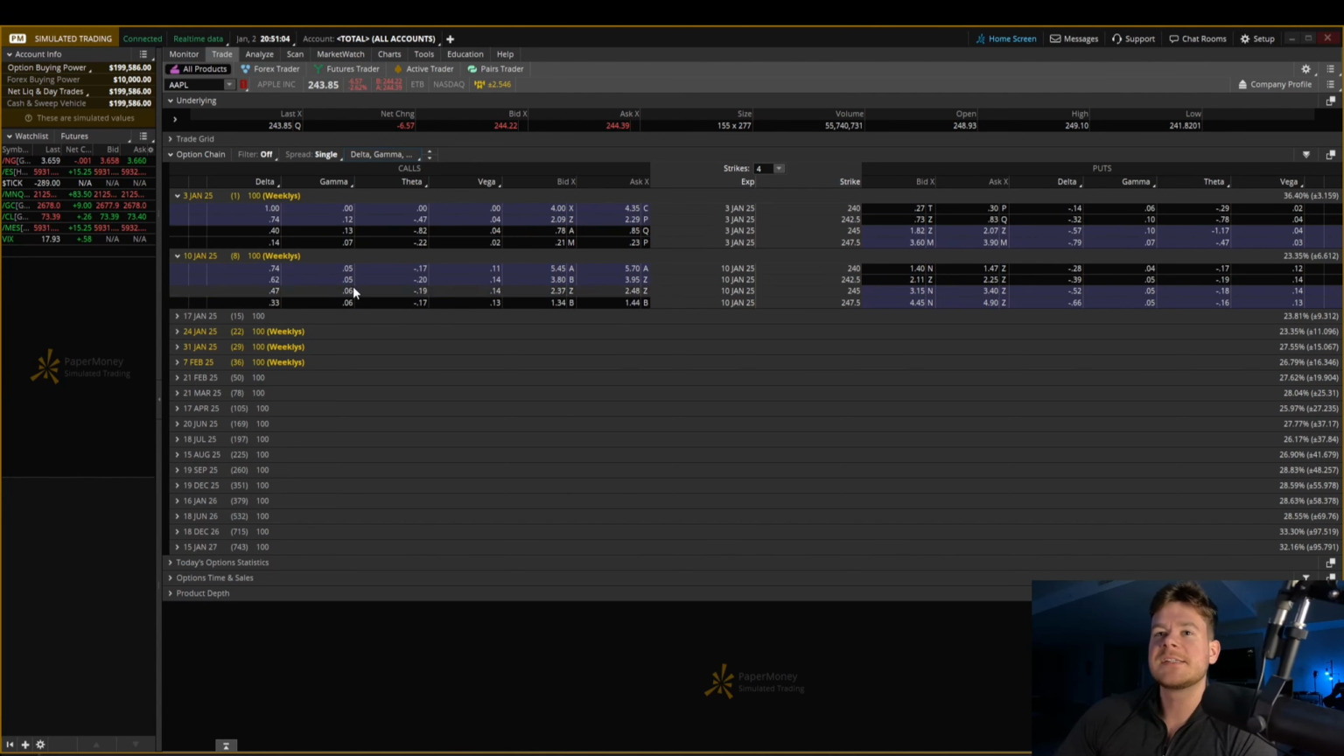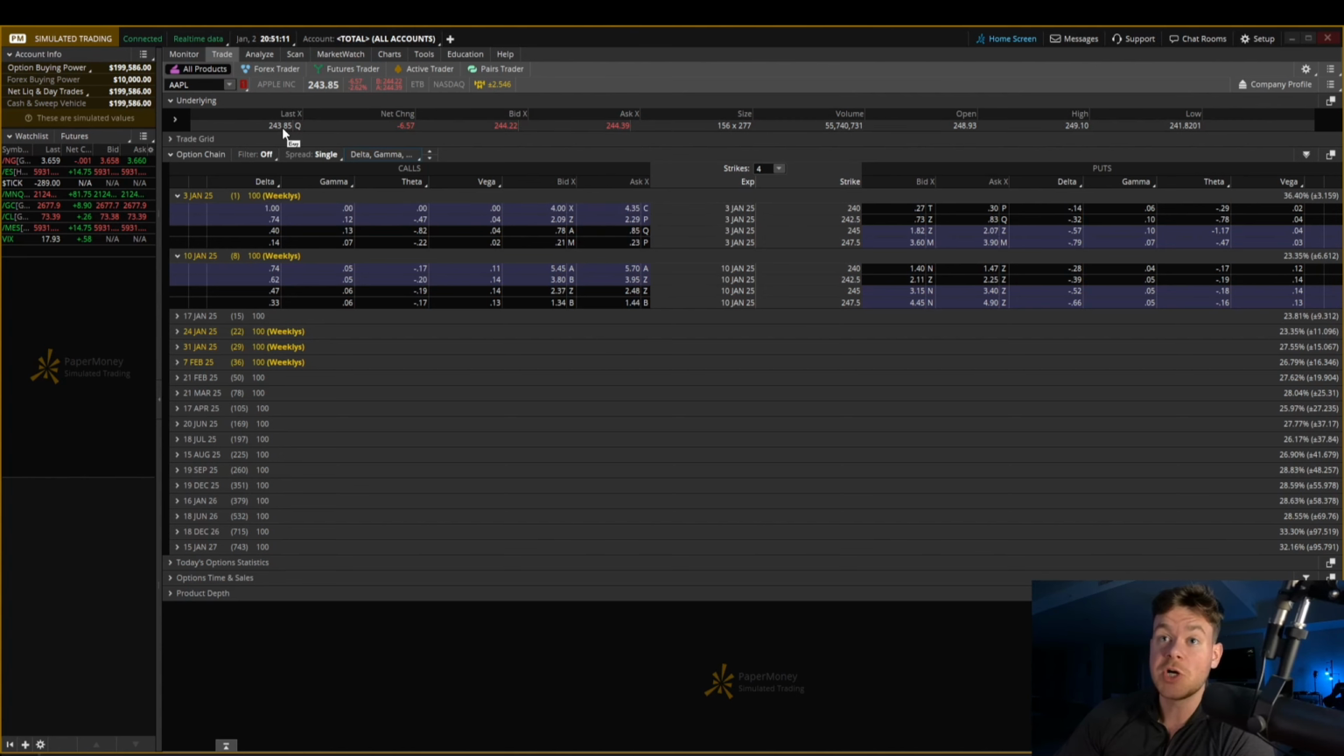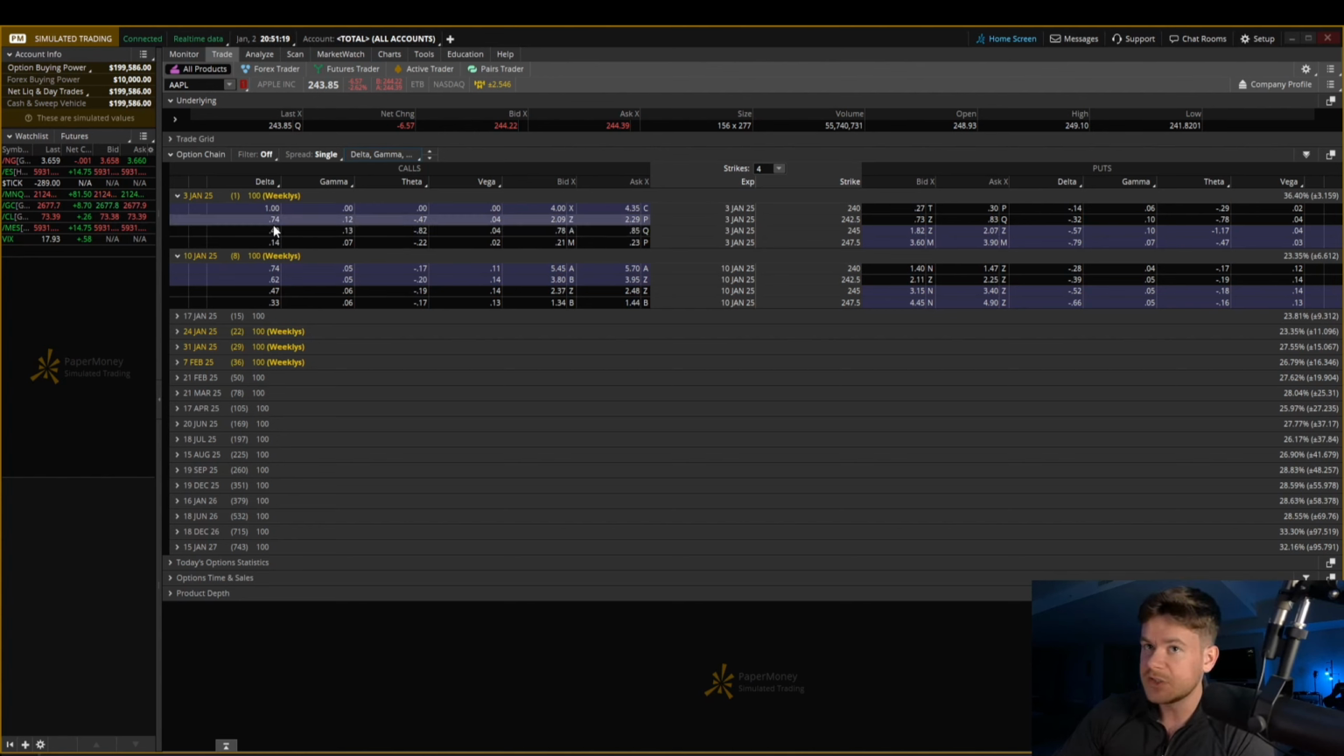And delta is basically going to be for every $1 that the equity price moves up. So for example, $243, if it goes up to $244.85, then this is the amount of money that I will gain per contract. Now, 74 cents doesn't seem like a lot. However, you have to times that by 100. So that's actually $74. So for every dollar that Apple goes up, I will gain $74 in this particular options contract. However, theta is saying that at the end of the trading session, this is how much your contract is going to go down.